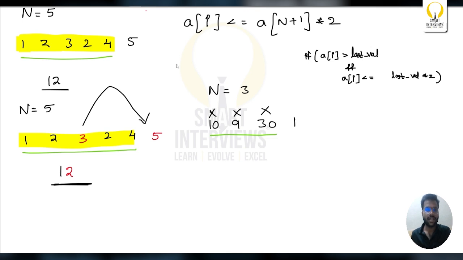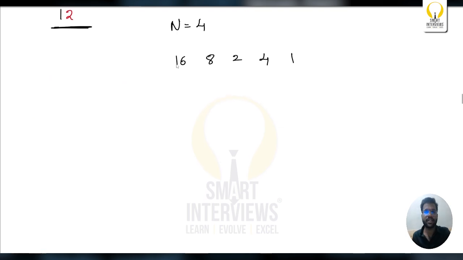Okay, next. Let's say the value of n is, as of now, don't take any value of n, but let's say the example is 16, 8, 2, 4, and 1. So the value of n is 4. Now for this example, is it possible to swap 16 with 1? No, because 16 is not less than or equal to 2 into 1, which is 2. So will you stop here? No. So what is the value of sum as of now?